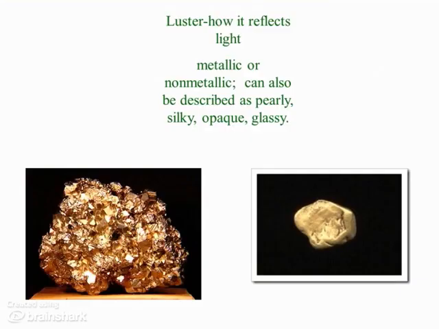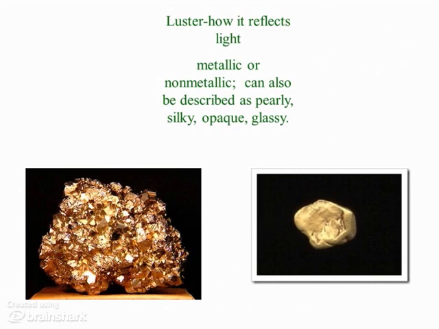Luster is how a mineral reflects light. Every mineral has luster, it's just a different kind. So you wouldn't say, oh no, that mineral doesn't have any luster. You would say that it might have a dull luster. So we've got two major categories, metallic or non-metallic. And it sort of looks like in this picture that both of these might be metallic, especially the mineral on the left. Some other words that can be used to describe luster might be pearly, silky, opaque, glassy.